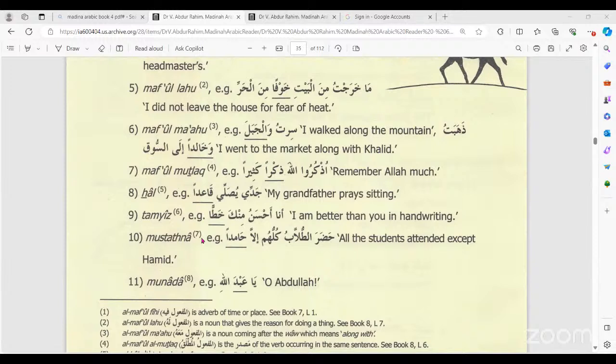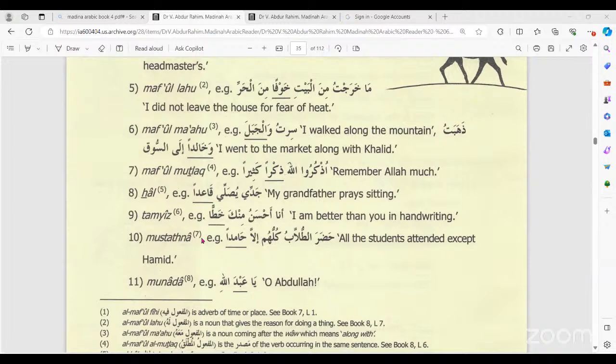Example. Sirtu wal jabal. I walked along the mountain. Dhahabtu wa Khalidan ila as-suq. I went to the market along with Khalid. Excellent.